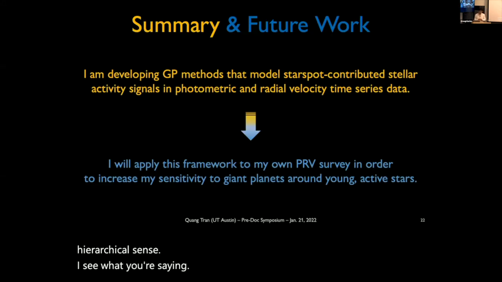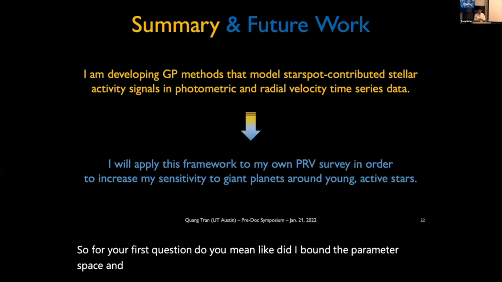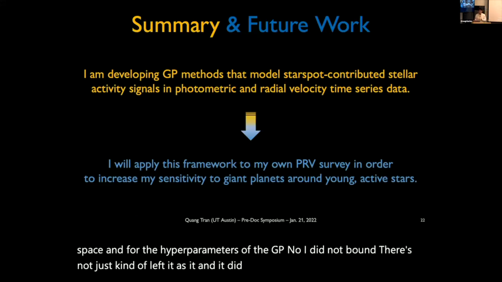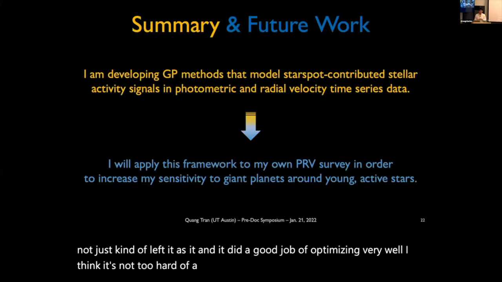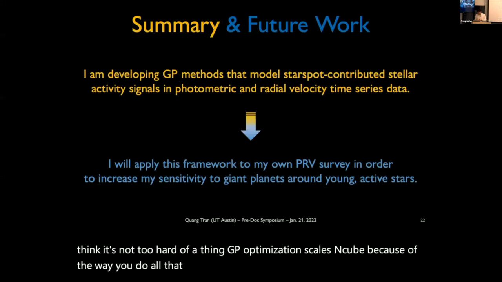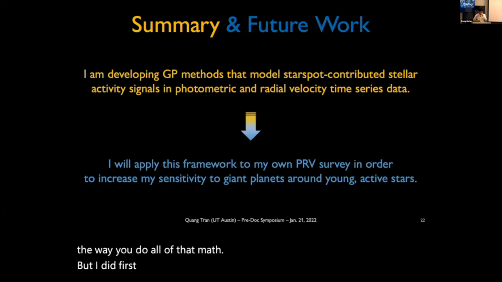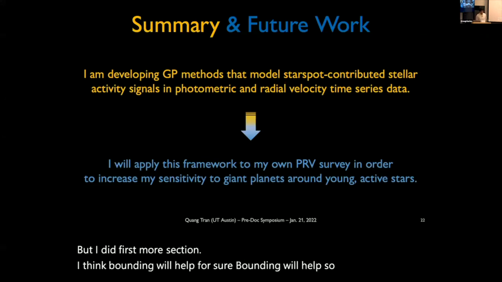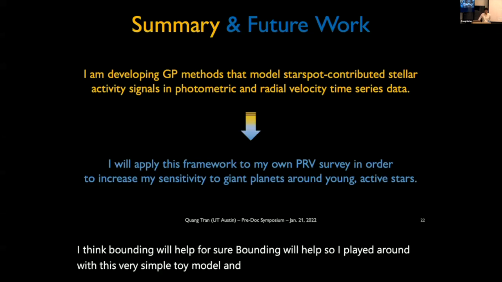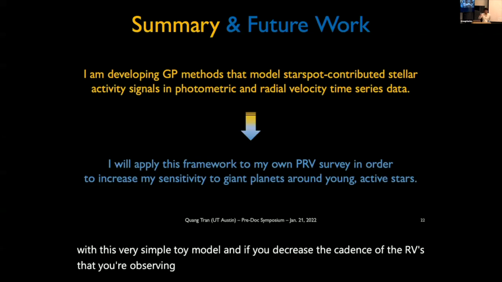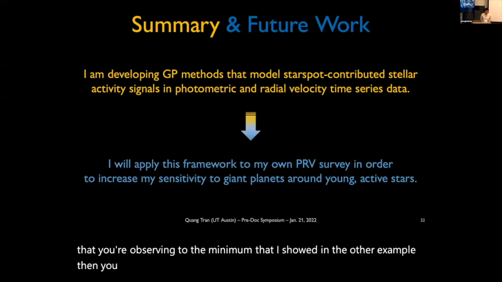So for your first question, do you mean did I bound the parameter space for the hyperparameters of the GP? No, I did not bound. I just left it as it is, and it did a good job of optimizing. I think it's not too hard of a thing. GP optimization scales as n cubed because of the way you do all of that math. But I think bounding will help for sure. I played around with this very simple toy model, and if you decrease the cadence of the RVs that you're observing to the minimum that I showed in the other example, then you start not recovering the planet. But if you bound it, then you start recovering the planet again.